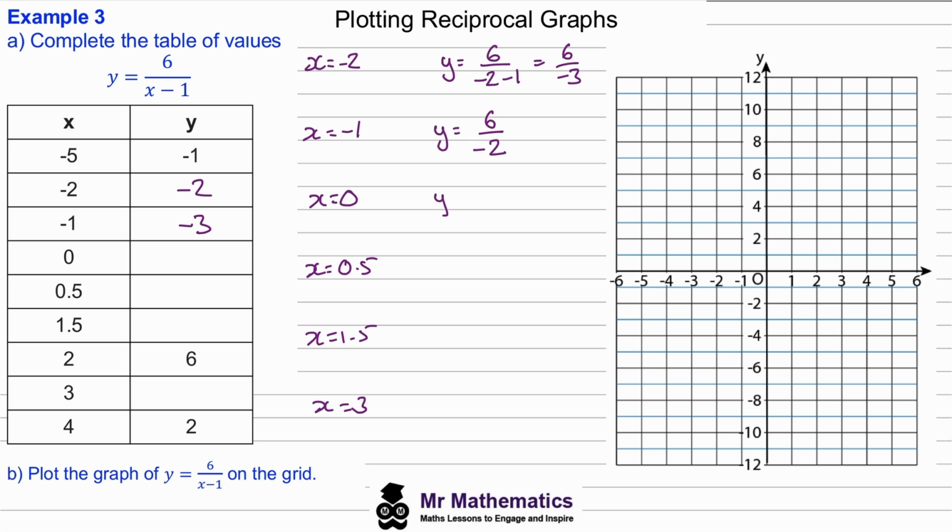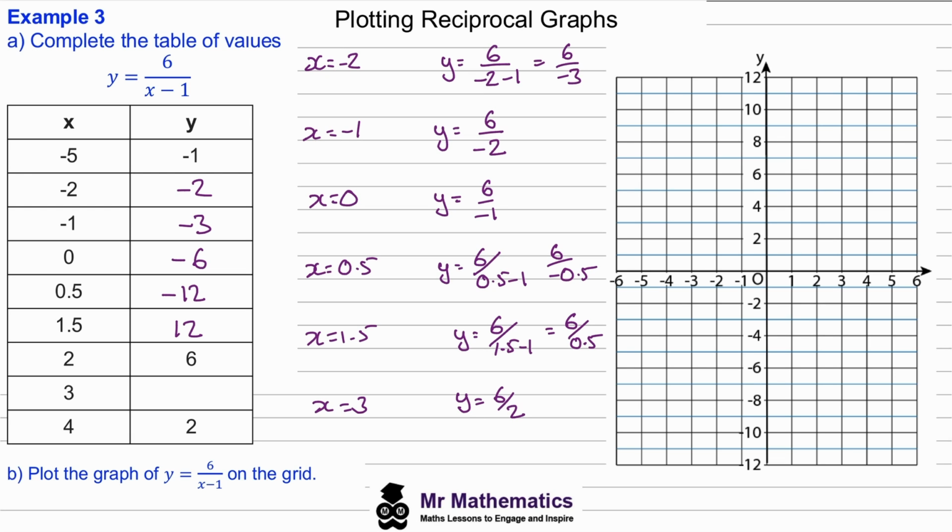When x is 0, we'll get 6 over -1. And when x is 0.5, we'll get 6 over 0.5 take away 1, which is 6 over -0.5. So -12. When x is 1.5, we'll get 1.5 take away 1, which is 6 over a half. And then when x is 3, we'll get y is equal to 6 over 2, which is 3.